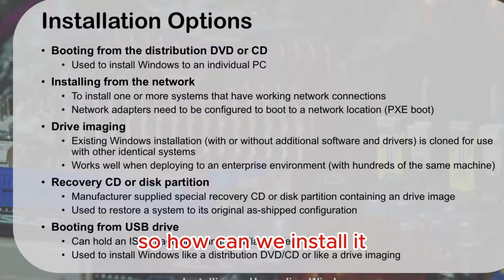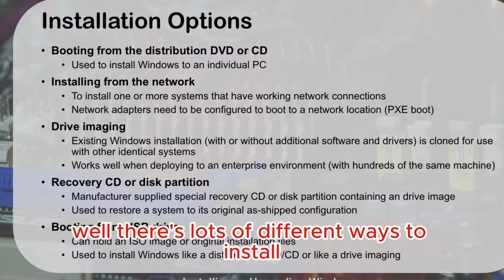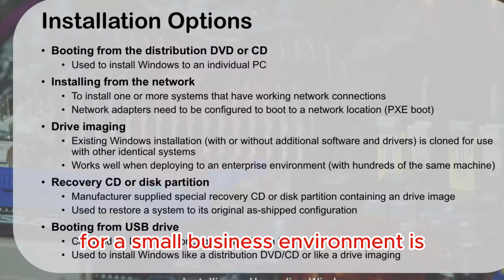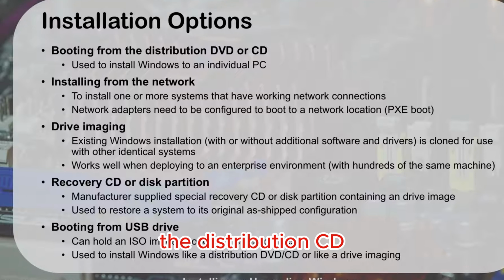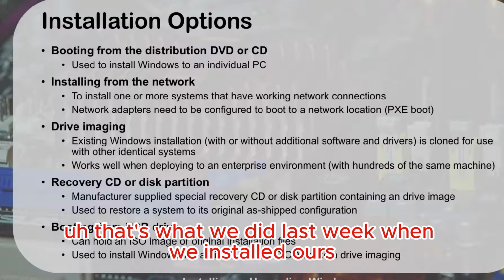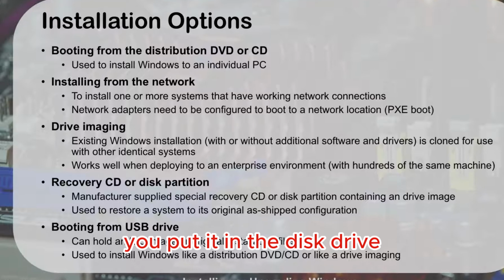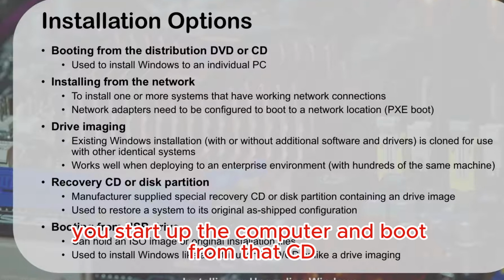So, how can we install it? Well, there's lots of different ways to install. The most common one that you're going to do for a small business environment is you're probably going to do what's called booting from the distribution CD. That's what we did last week when we installed ours, right? I gave you a Windows 7 CD. You put it in the disk drive, you start up a computer, it boots from that CD and installs it that way.